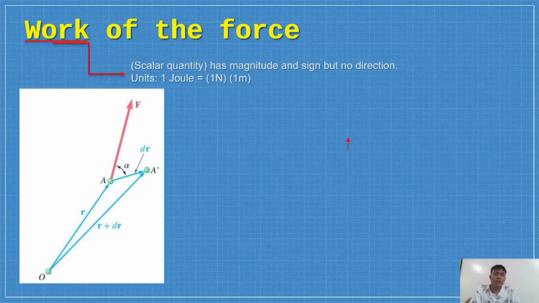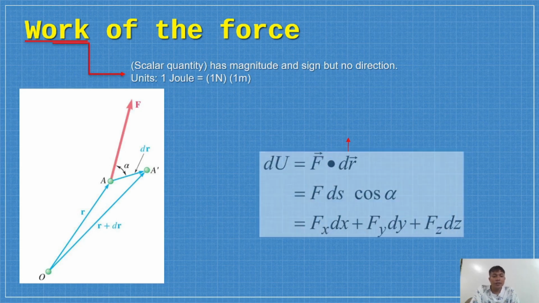So, work of the force. Work is considered a scalar quantity. It has a magnitude and sign but no direction. The unit of work is 1 joule, equal to a Newton meter.